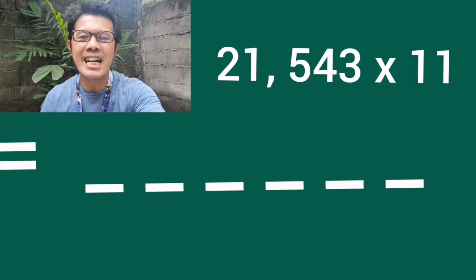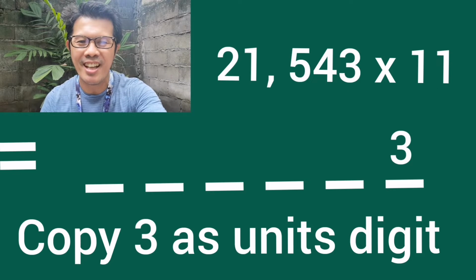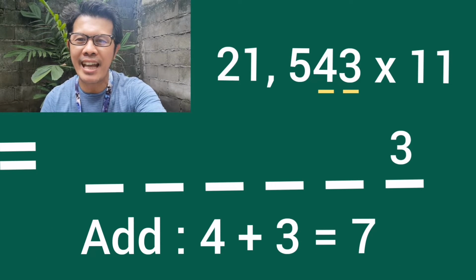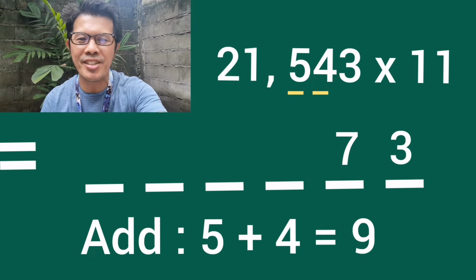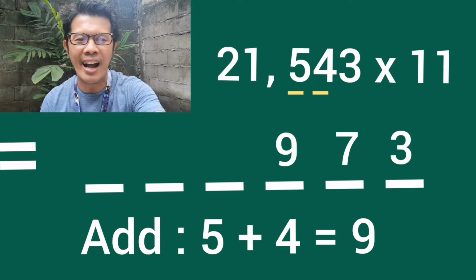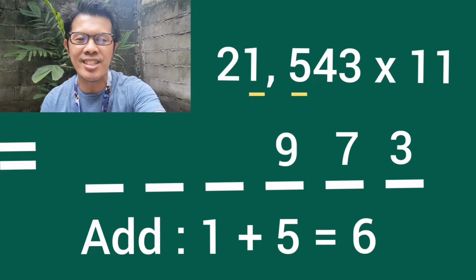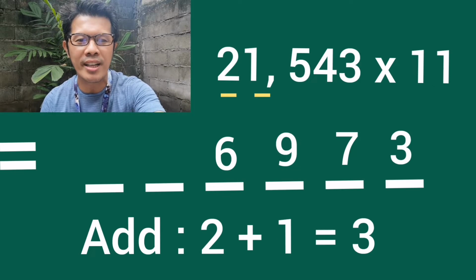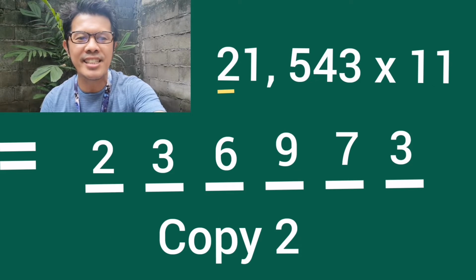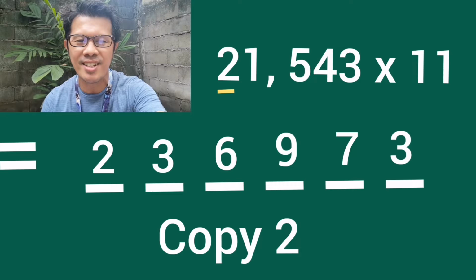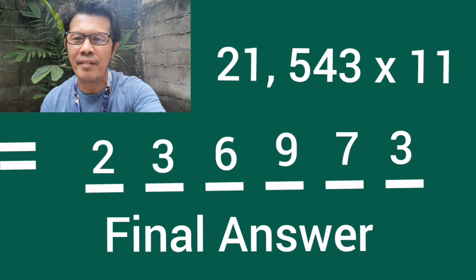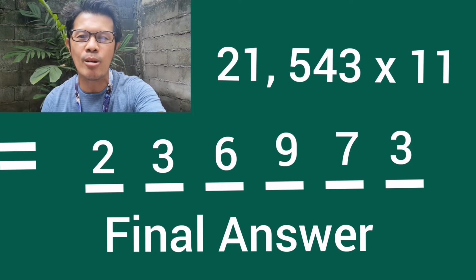In 21,543 times 11, copy 3 as the units digit. Then add 4 and 3 to get the tens digit, 7. Next, add 5 and 4 to get the hundreds digit, 9. After that, you add 1 and 5 to get the thousands digit, 6. Then add 2 and 1 to get the 10,000th digit, 3. And lastly, copy 2 as the 100,000th digit of the product. Therefore, 21,543 times 11 will give you a product of 236,973.